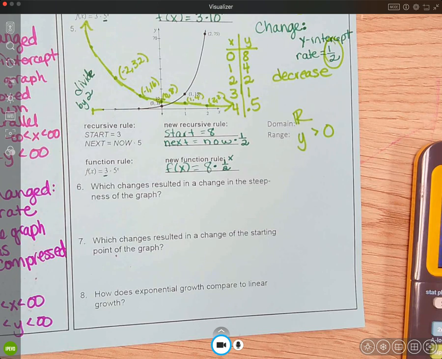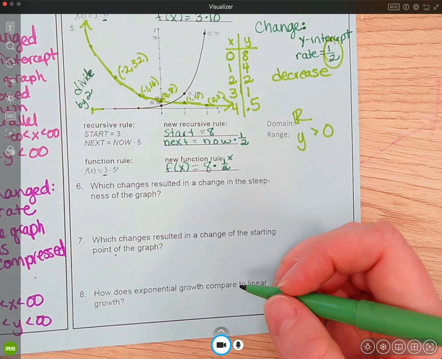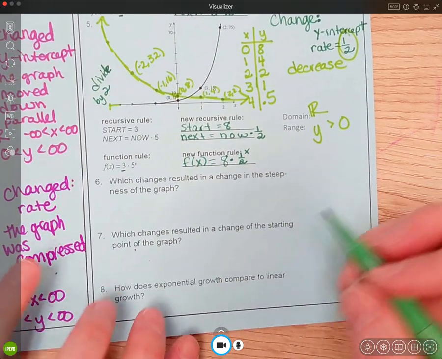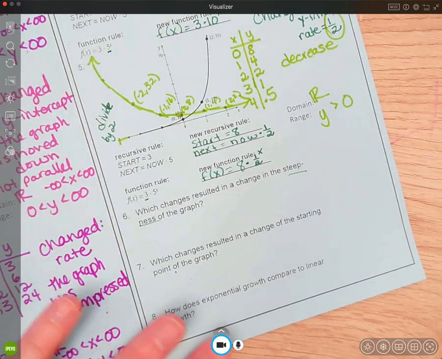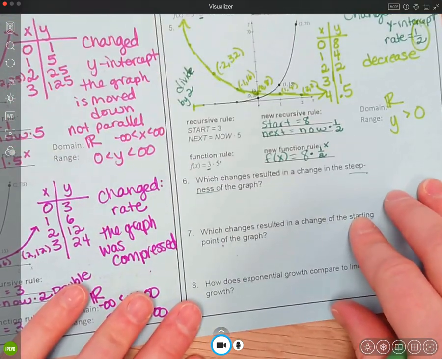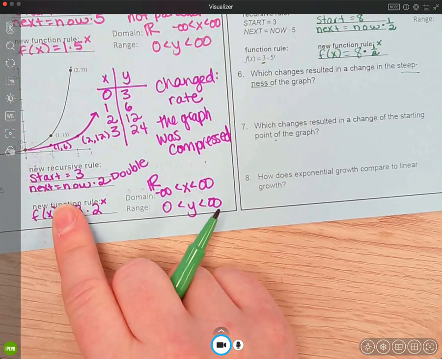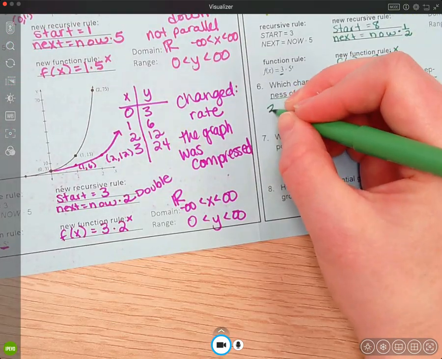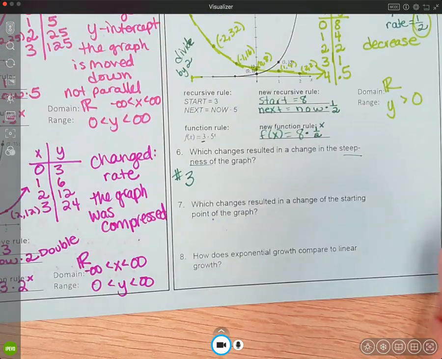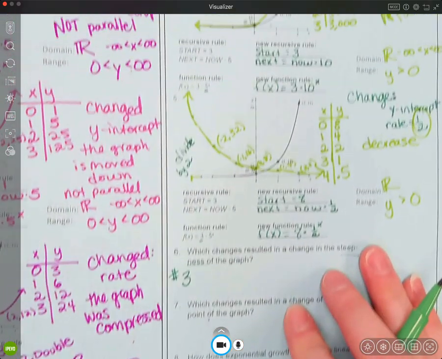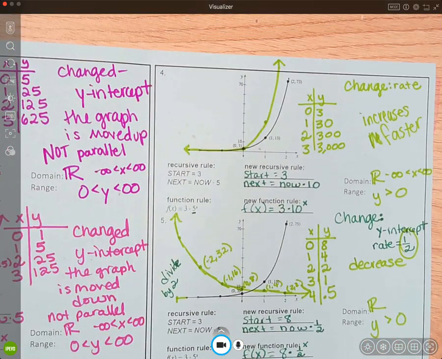Okay, our last thing is to make some conclusions. Number 6 says, which changes resulted in a change in steepness of the graph? So let's specify which graphs had a change in steepness. When you doubled it. Okay, so like number 3? Yeah, so 3 because we doubled it. Graph number 3. What else had a change in the steepness? Number 2.